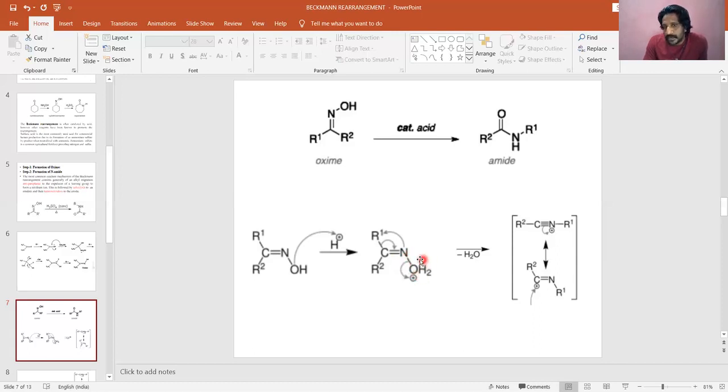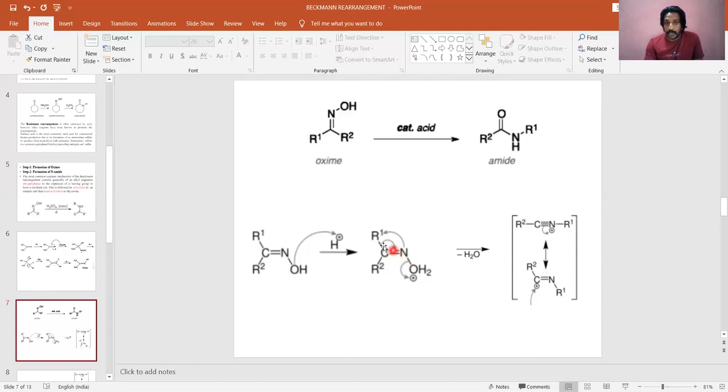If this OH2 has to be eliminated as a water molecule, it will take the pair of electrons between this oxygen and nitrogen. It will go out as a water molecule, but that will leave the nitrogen with a plus charge. That means, as I said in the beginning, here involves the migration of an aryl or alkyl group to the electron deficient nitrogen. So here, by elimination of this water molecule, the nitrogen becomes electron deficient.